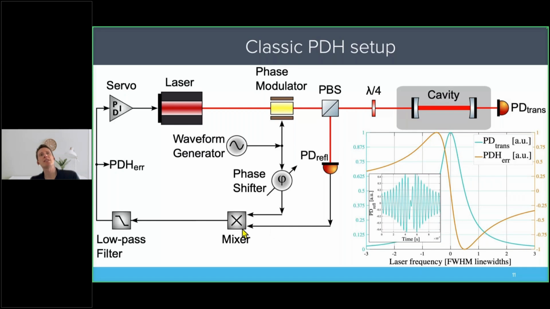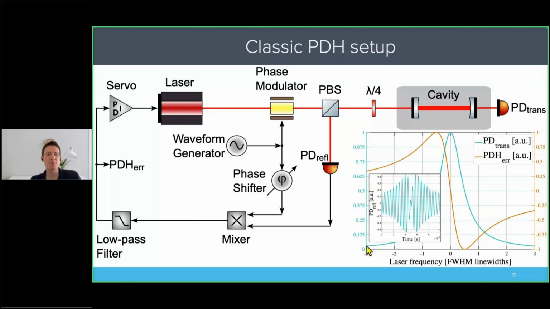So if we demodulate that, if it goes through our mixer and our low-pass filter, what comes out is this orange trace. This is our Pound-Drever-Hall error signal. And you can see I've got the transmitted power from this photodiode here on the graph too. And you can see it lines up nicely.